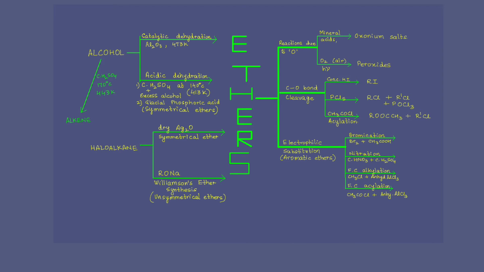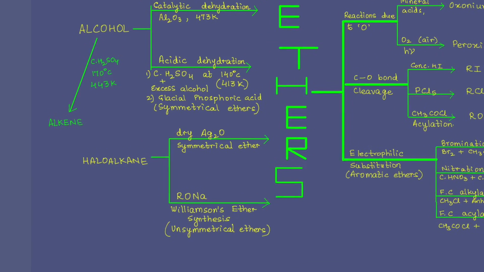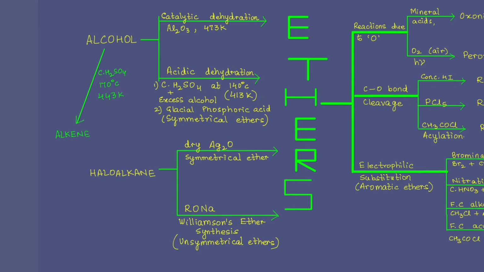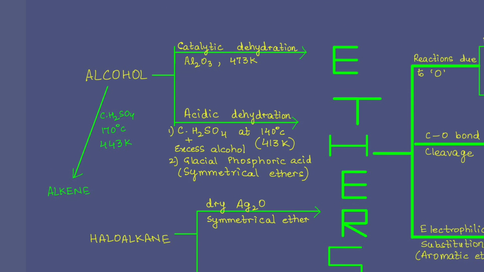For those who are new to the channel, let me introduce what I mean by the mind map or the flow chart. You see on the left hand side, we've written the preparation. So alcohol converted to ethers. 2 different ways of how alcohols can be converted to ethers. One is by catalytic dehydration. The reaction conditions, temperature listed, alumina and 473 Kelvin. Or acidic dehydration using concentrated H2SO4 or glacial phosphoric acid.